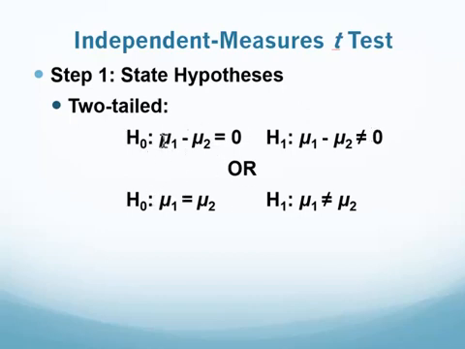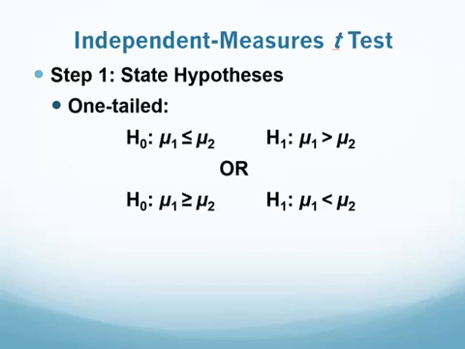So don't state the null this way and the alternative this way and vice versa. Pick whichever one you want to do, and then that's the way you do it. But the key thing that I want you to understand here is that the null hypothesis is simply saying that there shouldn't be a difference between the mean of sample 1 and the mean of sample 2, right? That difference should be statistically 0. Okay. Now let's talk about the one-tailed test.